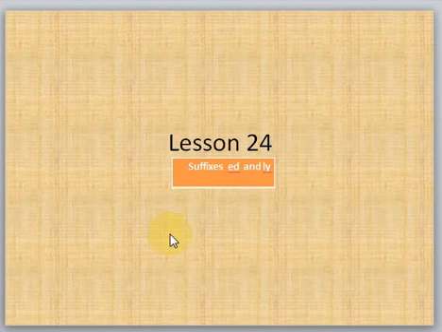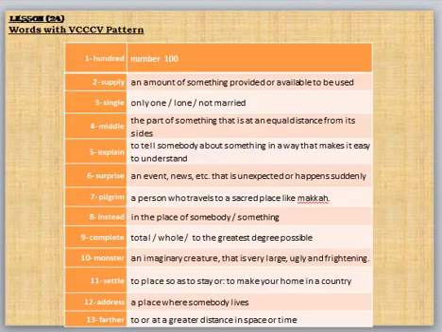It talks about suffixes ed and ly. We'll have here words with the v, c, c, v pattern. I told you before that v stands for vowel and c stands for consonant: vowel letters and consonant letters. And we also have here suffix words with endings ed and ly. We'll start with the meaning of the words first.